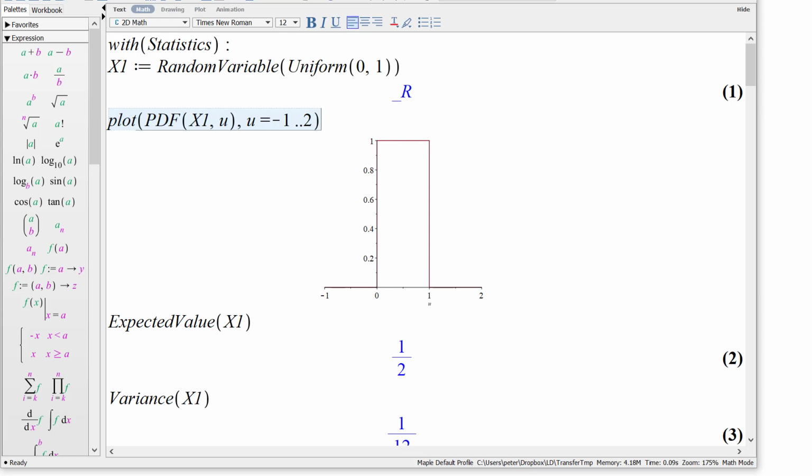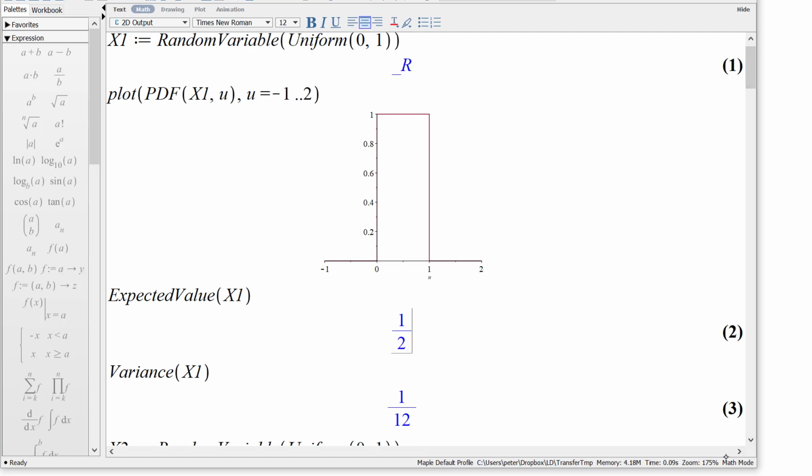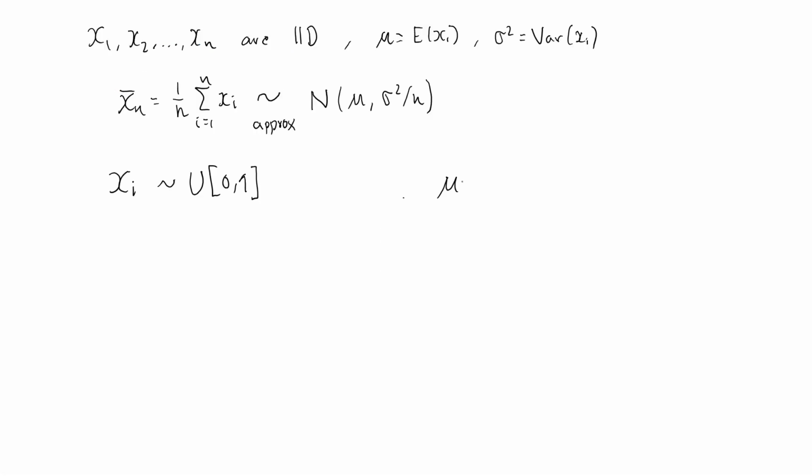Maple can calculate the expected value of x1, and not too surprisingly, it's 1/2, which is right in the middle of the range. The variance comes out to be 1 over 12. So mu is 1/2, and sigma square, which is calculated as the integral from 0 to 1 of (x minus 1/2) square dx, comes out to be 1 over 12. So I have now defined my first random variable x1.